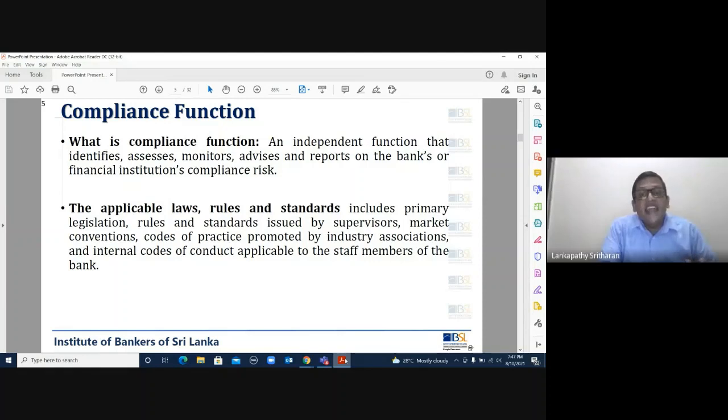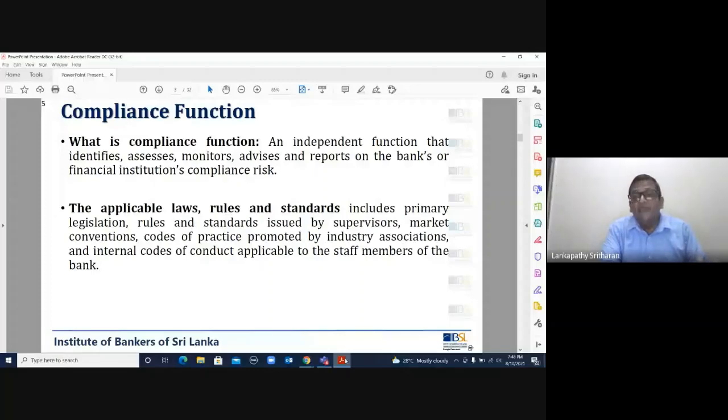And rules and standards issued by the supervisor. For example, in case of banks, the Bank Supervision Department of the Central Bank of Sri Lanka from time to time issues several rules and direction standards. There are directions and guidelines issued by the supervisor. In case of finance companies, the Department of Supervision of Non-Bank Financial Institutions issues several directions and guidelines to the finance companies, which will be applicable, coming under the applicable laws and rules and standards.